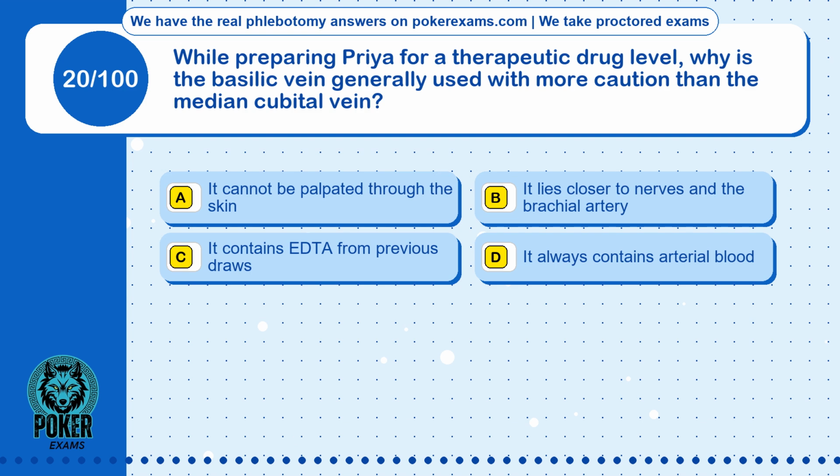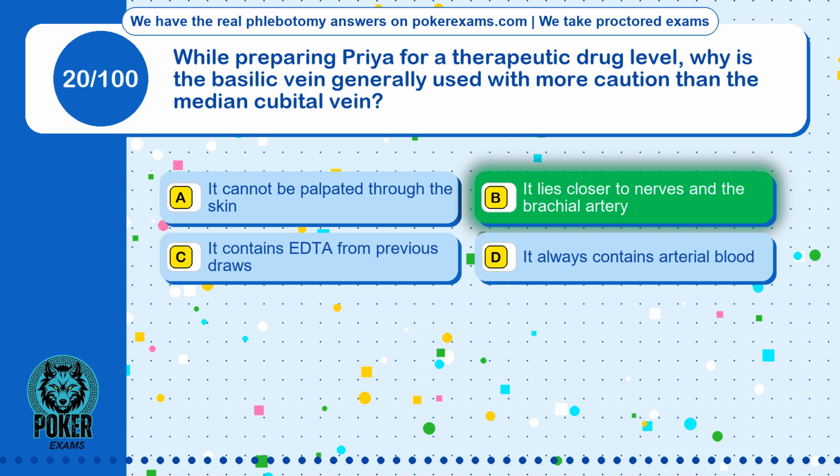Question 20. While preparing for a therapeutic drug level, why is the basilic vein generally used with more caution than the median cubital vein? Option A. It cannot be palpated through the skin. Option B. It lies closer to nerves and the brachial artery. Option C. It contains EDTA from previous draws. Option D. It always contains arterial blood.